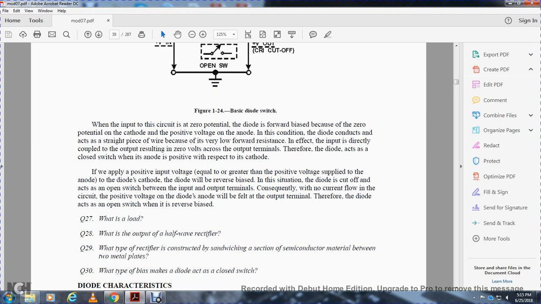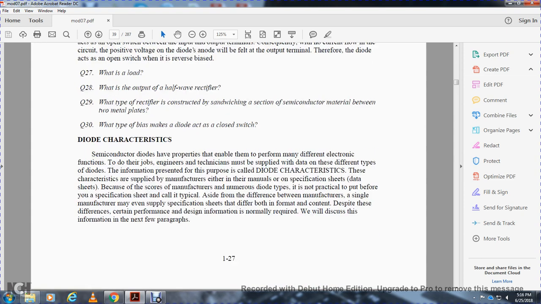If we apply a positive input voltage greater than the positive voltage at the anode of the diode, the cathode of the diode will be reverse biased. In this situation the diode acts as an open switch between the input and the output terminals. Consequently, no current flows in the circuit, and the applied voltage at the diode anode will not be felt at the output terminal. Therefore, the diode acts as an open switch with reverse bias.